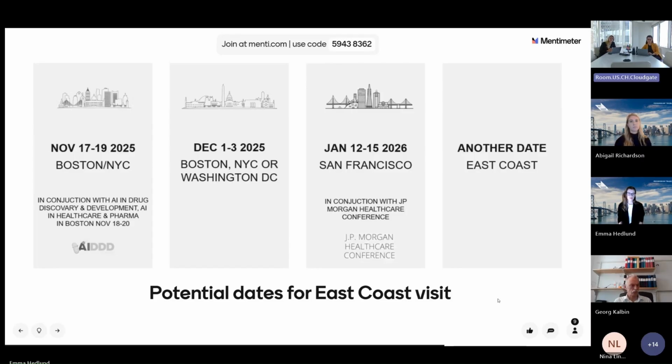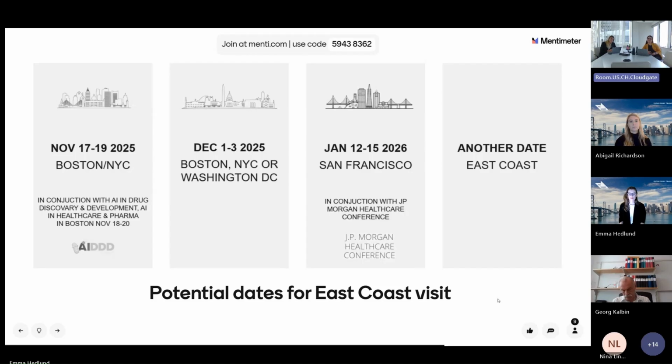However, contradictory to the name of this event, we are also considering arranging it in conjunction with the JP Morgan Healthcare conference. We realize that a travel to the US takes time, it takes investments, and it could be better for companies to try to get the maximum out of that single visit. So then it wouldn't be an East Coast visit, but it would be the same purpose for the participating companies. And also, we are looking into other dates as well.